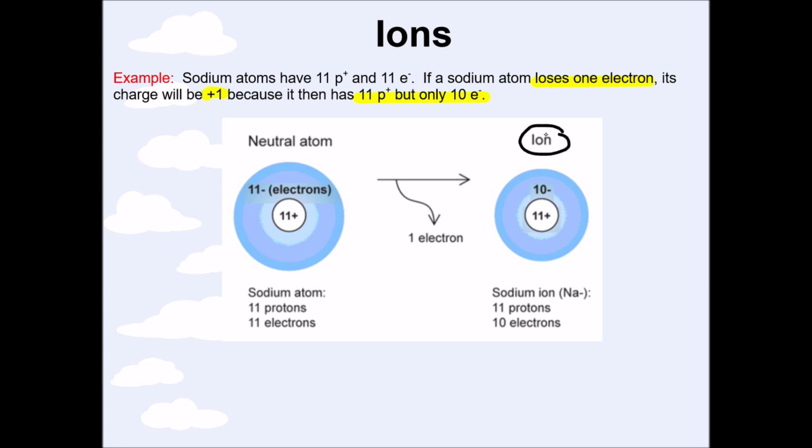So the sodium ion will still have 11 protons, which are positive, because the element hasn't changed. But since it has lost one electron, now it only has 10 electrons. When you have +11 and -10, the overall charge of it would be +1.